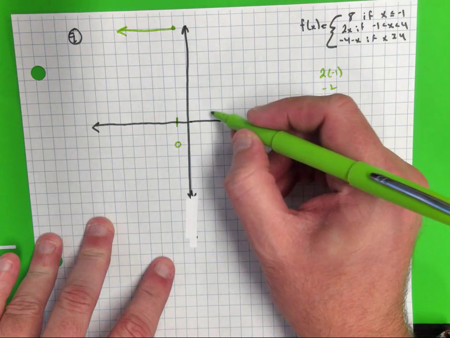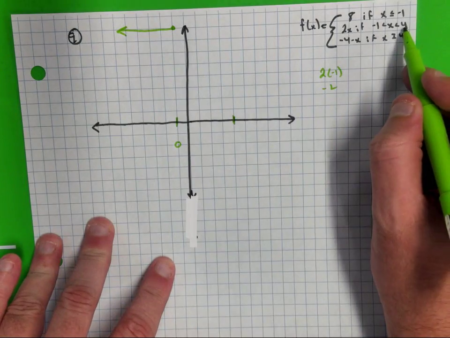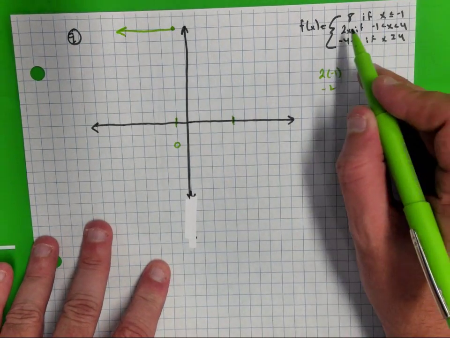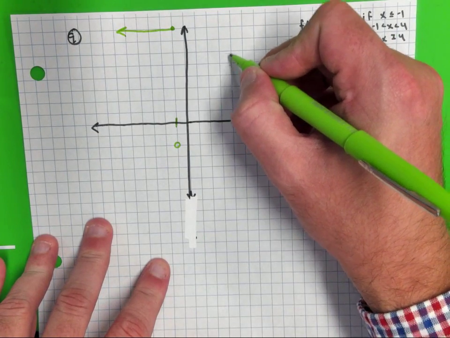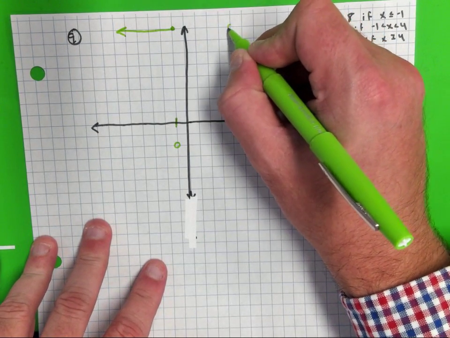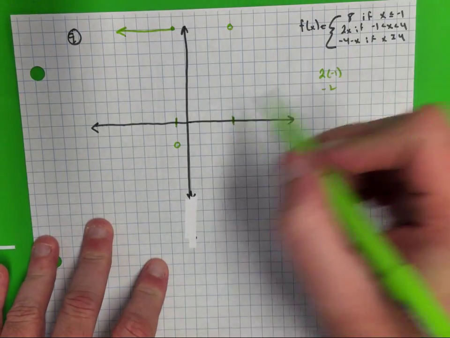My other restriction point, 1, 2, 3, 4. My other one is 4. So 2 times 4 is 8. 1, 2, 3, 4, 5, 6, 7, 8. Open dot. I'm going to use my slope to connect them.